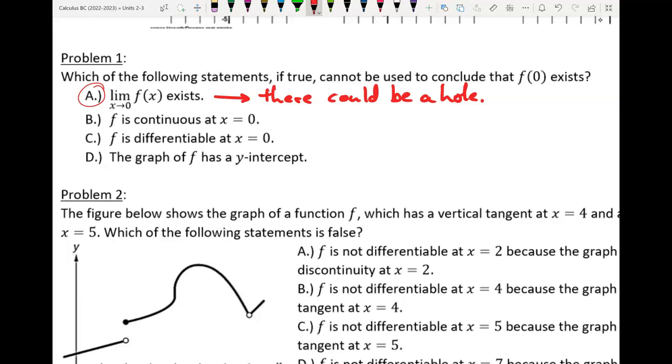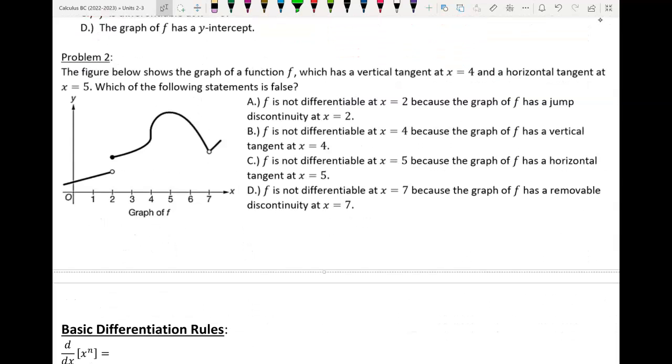All right, good. Look at problem number 2. The figure above shows the graph of the function f, which has a vertical tangent line at 4, and a horizontal tangent line at 5. Which of the following statements is false? So what do you guys say? C, why C? It's not differentiable at 5. It's not C. It's not differentiable at 5 because there's a horizontal tangent line.